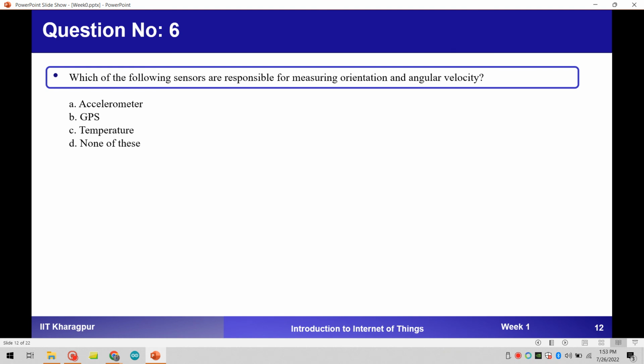So the correct answer for this question is none of these, as none of your accelerometer, GPS and temperature sensor are responsible for measuring the orientation and your angular velocity.